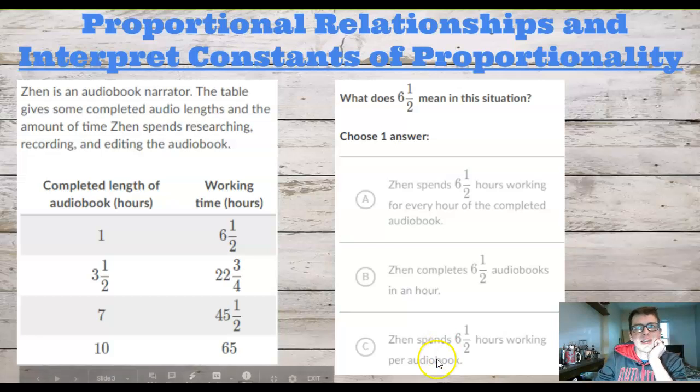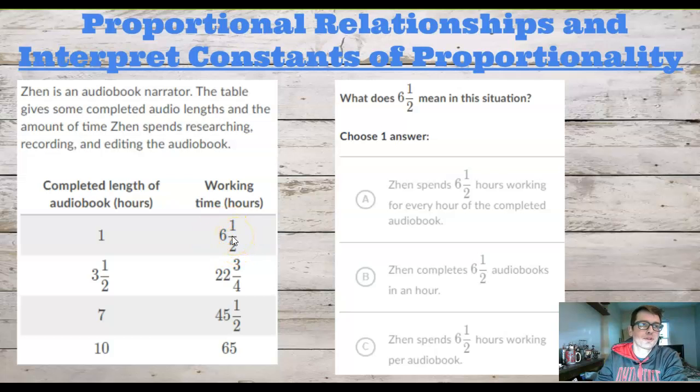Anyone want to take a guess at which one of these options would be correct for us? Yeah, you're really close. C's just missing a word. So the correct answer here is going to be A, because this over here is not number of audiobooks, but length. So be really careful. The length of completed time is 1, when the working time, like the time he spent working, is 6.5.